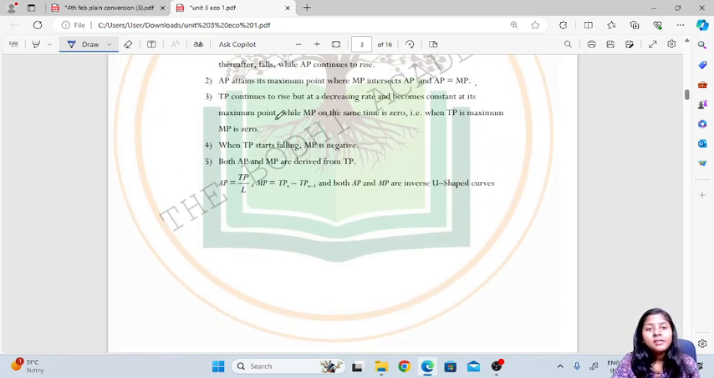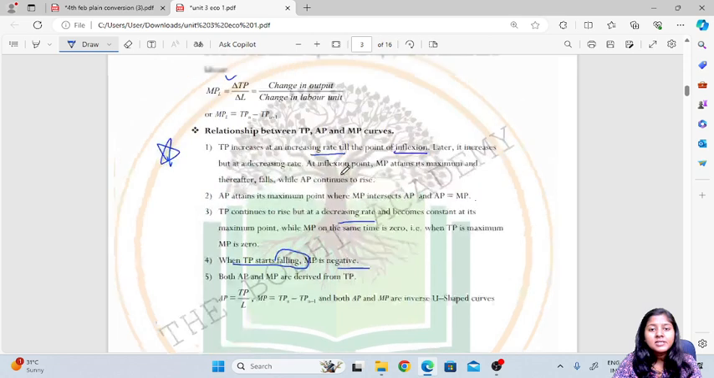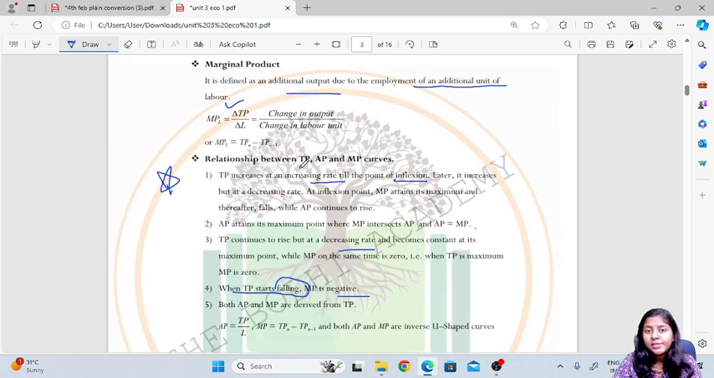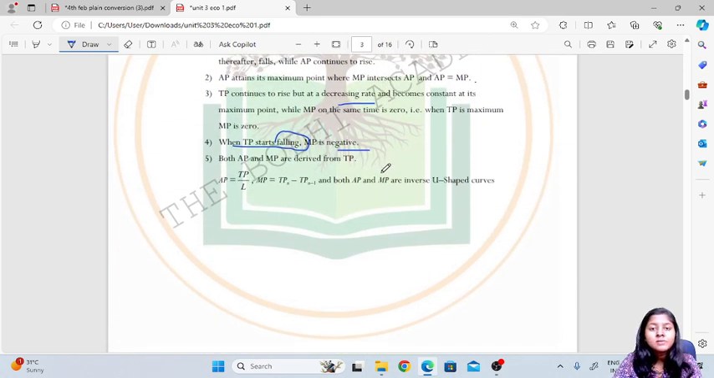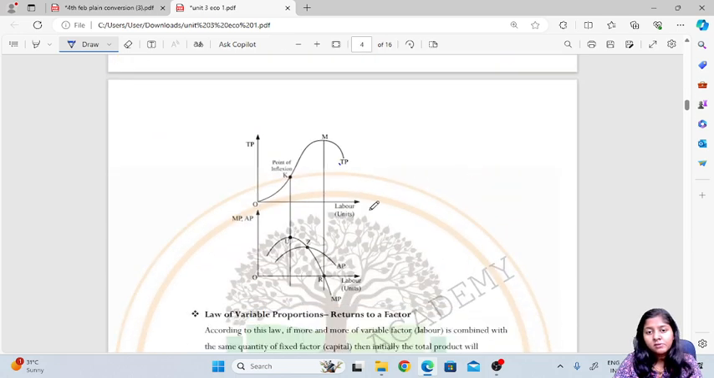Then TP, that is the total product, continues to rise but at a decreasing rate and becomes constant at its maximum point, while MP at the same time is 0. When total product is maximum, marginal product is 0. When total product starts falling, MP is negative. So this is how they have given the relation between TP, AP and MP curves. We can see that both AP and MP are inverted U-shaped curves here.